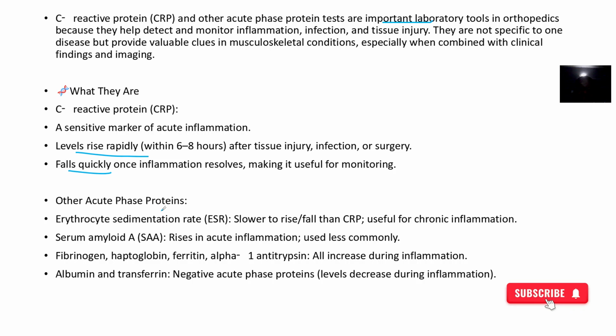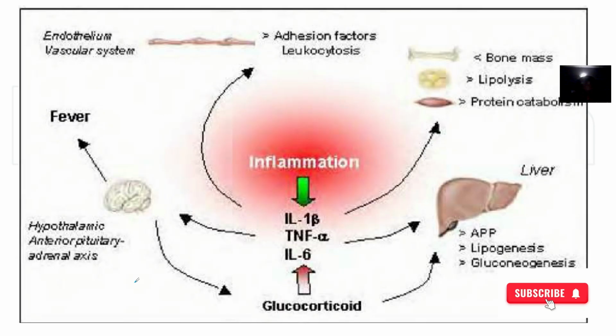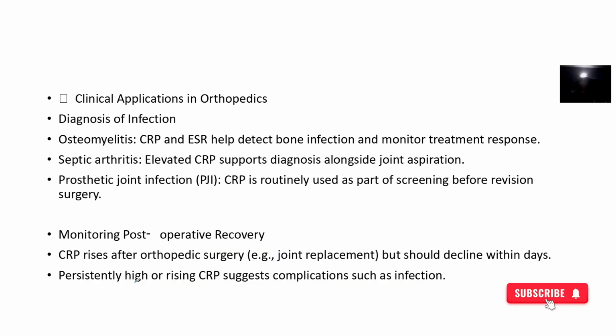Other acute phase proteins include the erythrocyte sedimentation rate. You have the serum amyloid A, you have the fibrinogen, the haptoglobin, the ferritin, the alpha-1 antitrypsin. Then also albumin and transferrin are very important there, they help you to indicate.